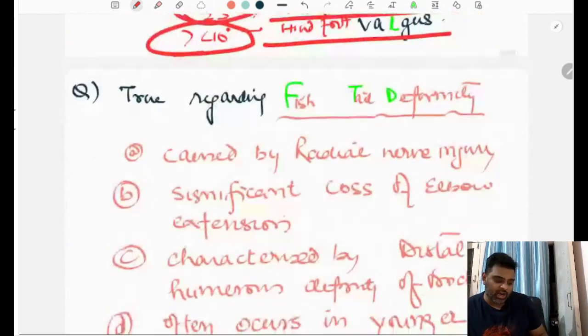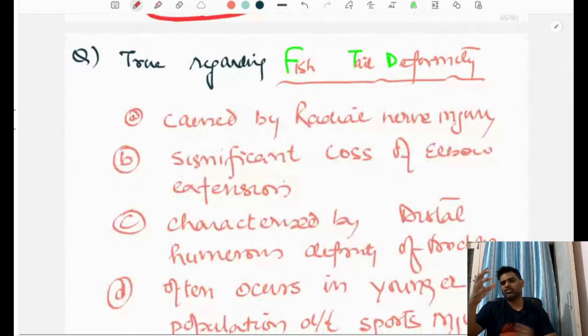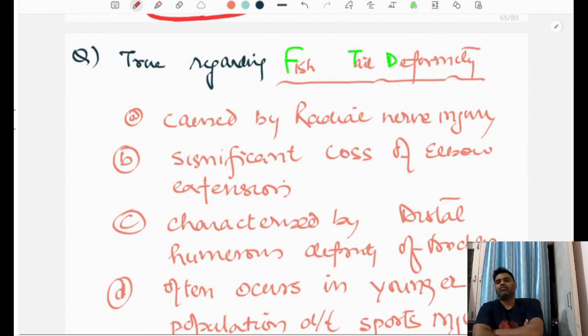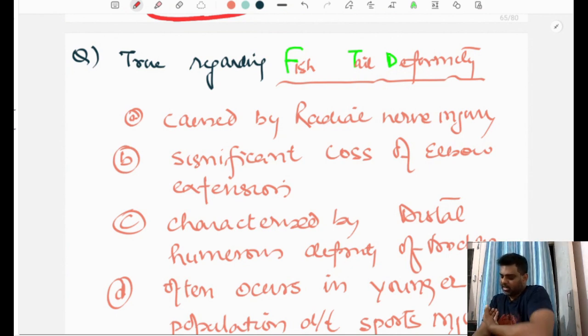Now, true regarding fishtail deformity. This was a question which was once asked in INICET. What is fishtail deformity? If this is your ulna, anterior ulna is like this. This is the coronoid process, then there is a cavity, and then there is the olecranon process. And these two areas fit on the trochlea.